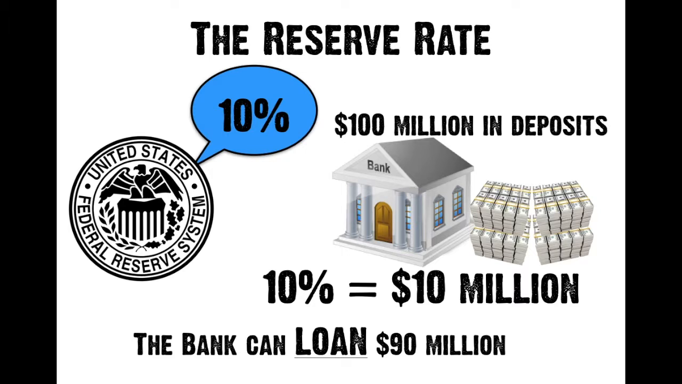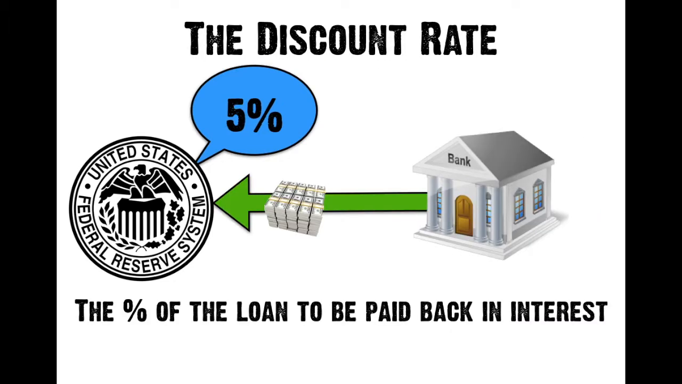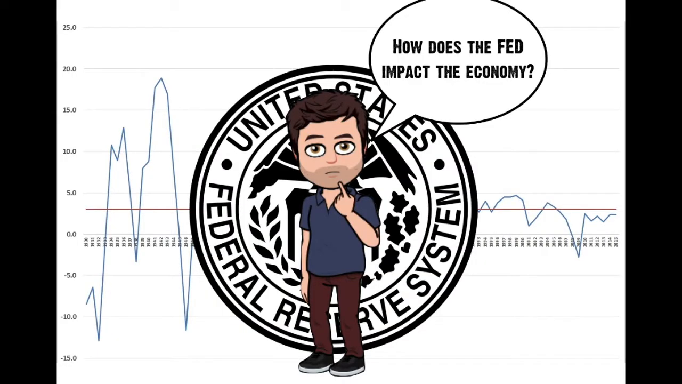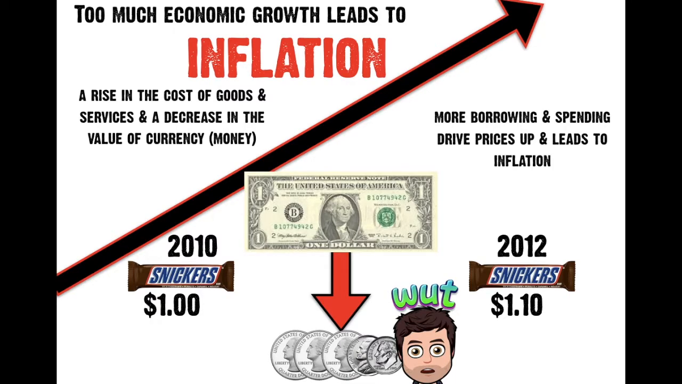We went over the reserve rate, which is the amount of money that banks keep in reserve, which impacts the amount of money that banks can loan out. We also talked about the discount rate, aka the interest rate, which is the percentage of the loan that must be paid back to the Fed by the bank, but also by you to the bank. The next big question we need to answer is, how does the Fed impact the economy? So what actions can the Federal Reserve take in order to maintain that stability in the economy and promote growth?